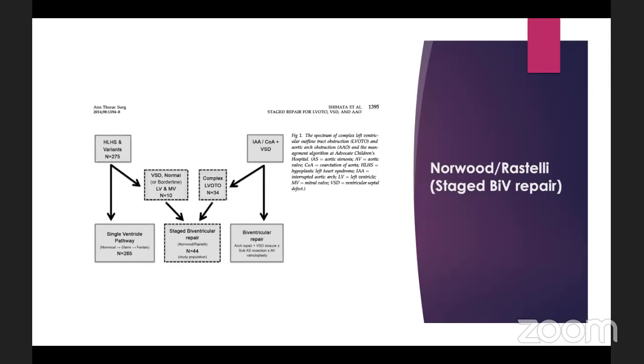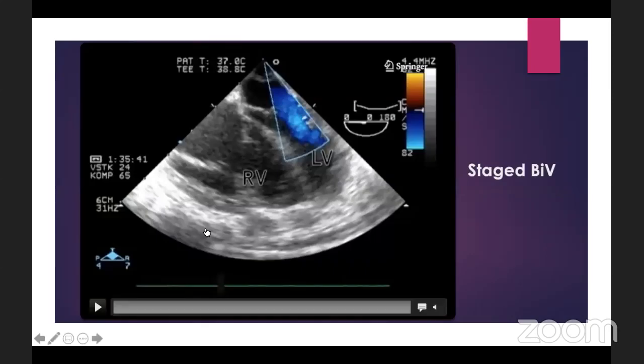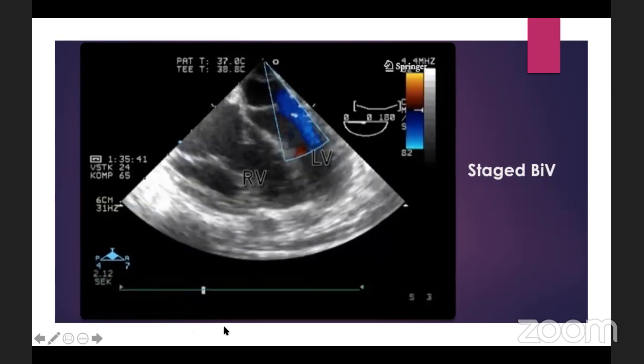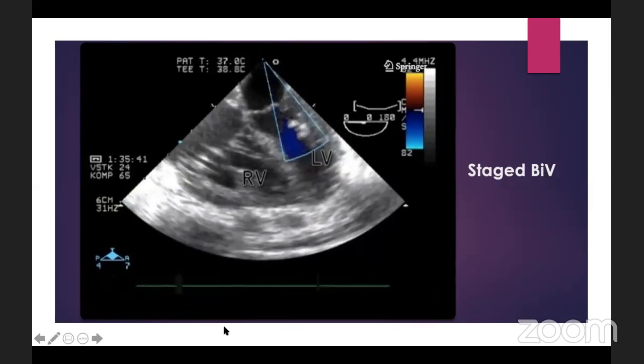I'm not going to bother you with these details. It's really kind of fellowship level, but I'll just show you a quick video of a conversion of a Norwood Sano to a biventricular repair where the Sano shunt is removed, the VSD is closed.